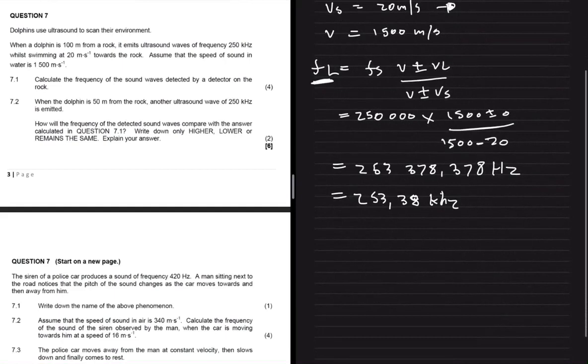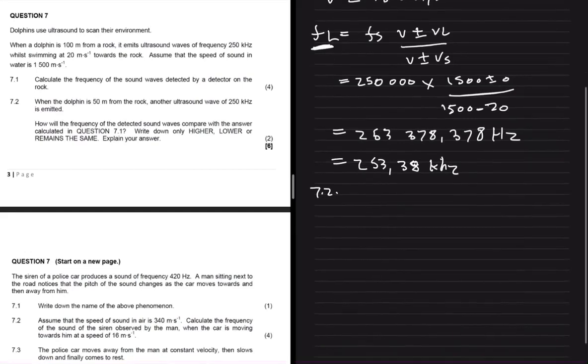Okay, let's move ahead. 7.2 says, when the dolphin is 50 meters from the rock, another ultrasound wave of 250 kilohertz is emitted. How will the frequency of the detected sound waves compare with the answer calculated in question 7.1? Write down only higher, lower, or remains the same. Explain your answer. So what's the formula of the frequency detected? It's FL equals Fs times V plus or minus VL divided by V plus or minus Vs.